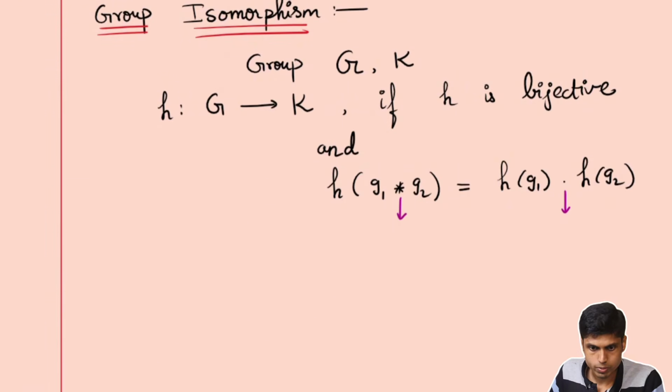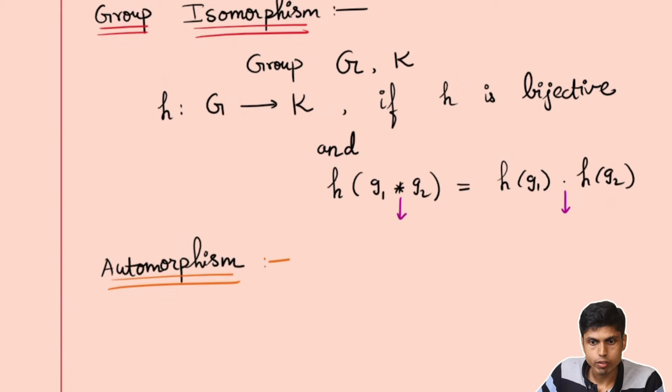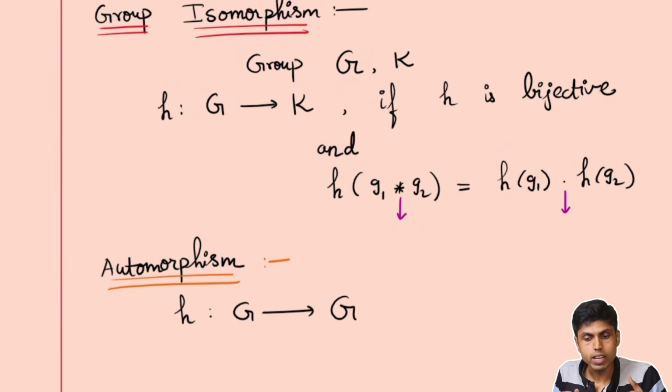If H being bijective is removed, then the resultant map is called a group homomorphism. We will consider a special case of group homomorphism where the function is bijective, and that's when it is called a group isomorphism. Well, a group automorphism is just an isomorphism from the group to itself. We call the function H a group automorphism if it's an isomorphism from the group to itself. So that means it is bijective and respects the group operation.